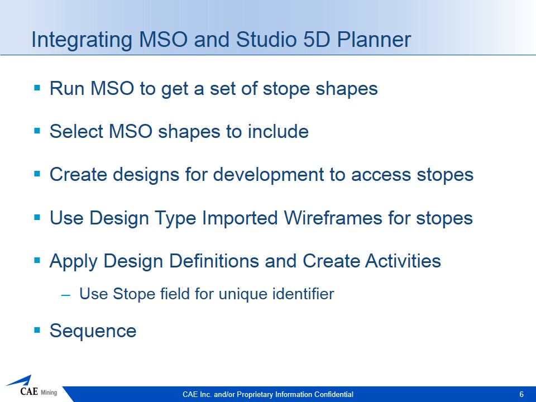And then what we're going to do is use the imported wireframe design type to create activities from those stopes. We'll apply the design definition, create the activities, and one of the slight differences with imported wireframes is that you have to supply a unique identifier so that Studio5D Planner can tell which triangles you want to use to create an activity. Now, this is quite easy with MSO because there's a stope field on the output from MSO, and we can just use that as the unique identifier. Then you'd sequence those stopes and development and any other mining activities you've got, and you'll be ready to export to EPS.